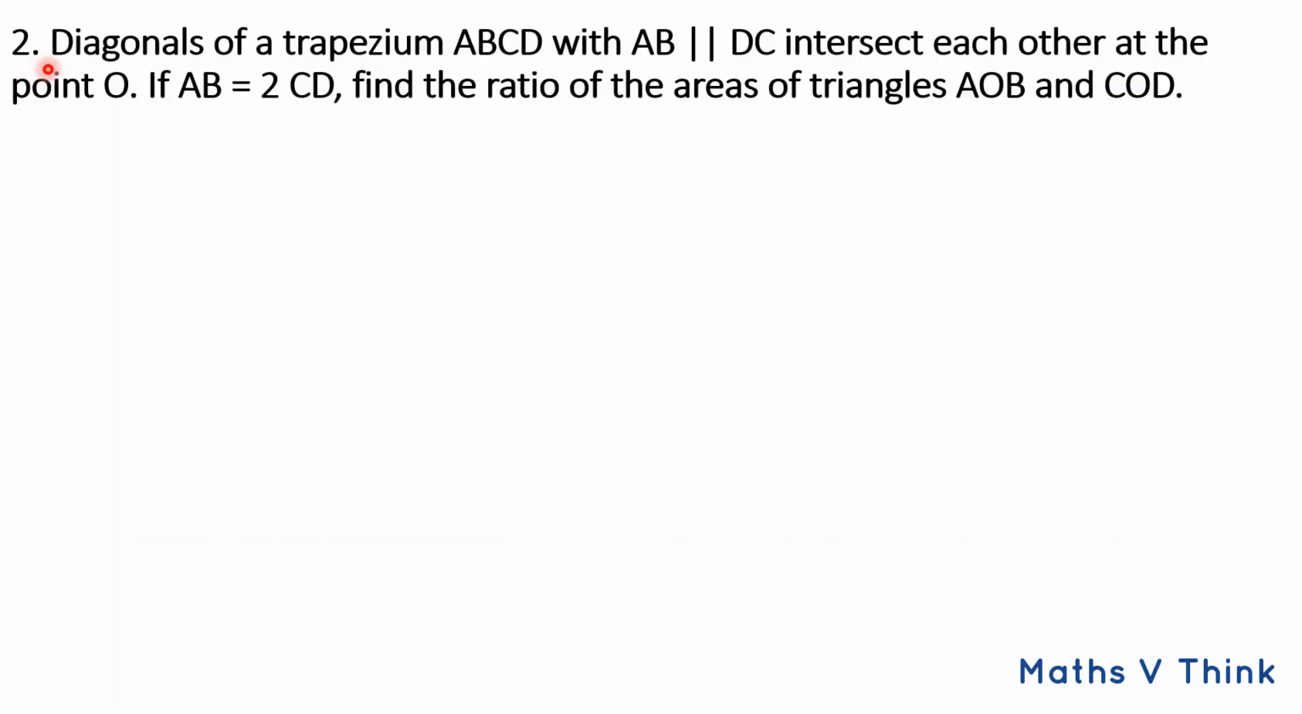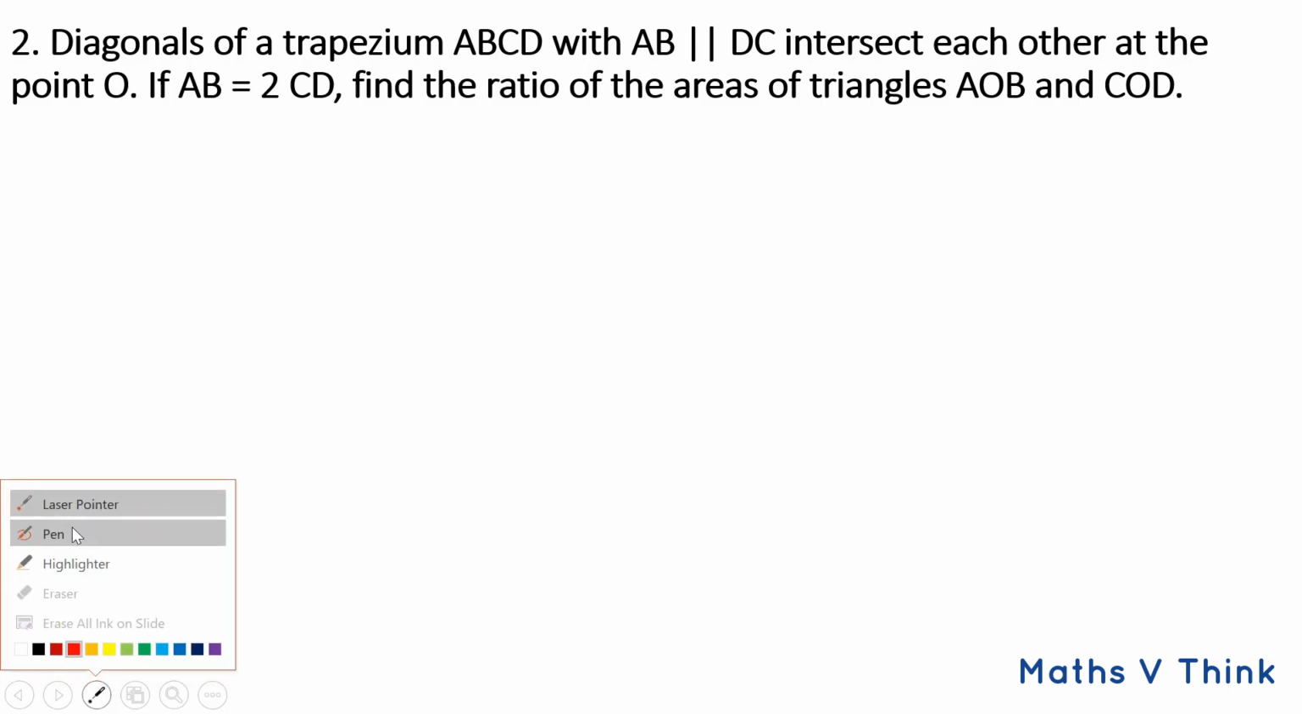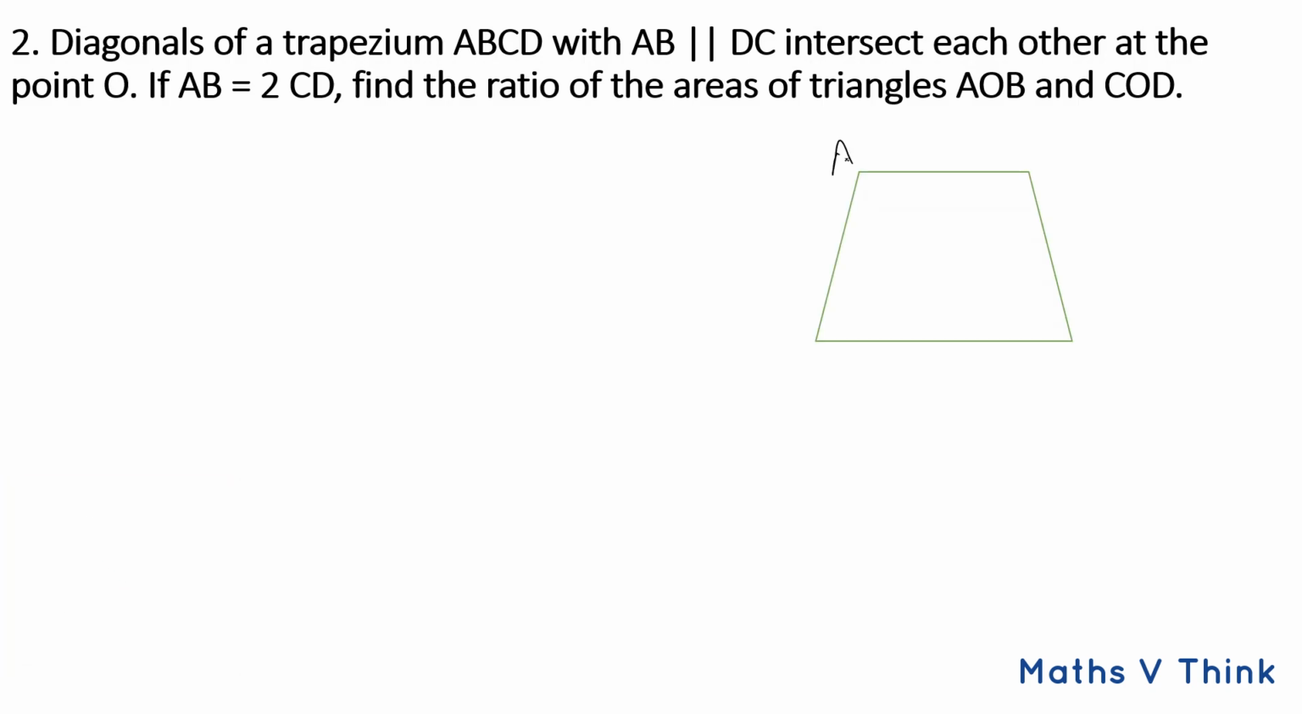The second question says, diagonals of a trapezium ABCD with AB parallel to DC intersect each other at the point O. If AB is equal to 2CD, find the ratios of areas of triangle AOB and COD. First we shall draw the trapezium ABCD, and the diagonals intersect at point O. Now write the given part.